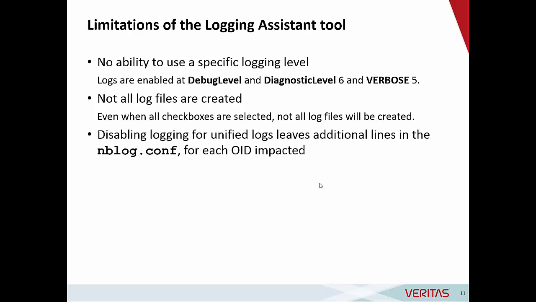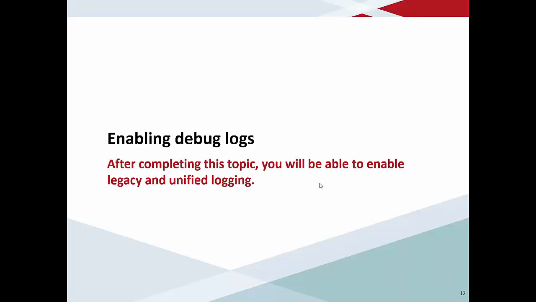All of the most commonly used log files are, but not every single one of them. So it's possible if there's a particular log file that support needs to really help you out that you may have to create manually. And lastly, disabling logging for unified logs leaves additional lines in the nblog.conf file. We'll discuss this file in a little more detail later in this lesson. The additional lines are not usually a big deal unless you or your administrative staff is often in that configuration file. You might be surprised to find them there. In this next topic, we'll discuss how to enable debug logs manually.